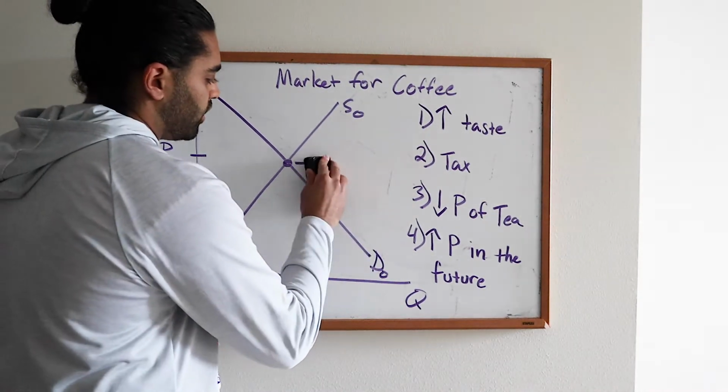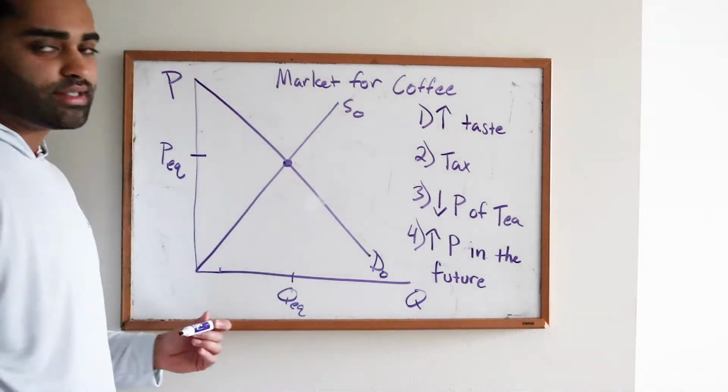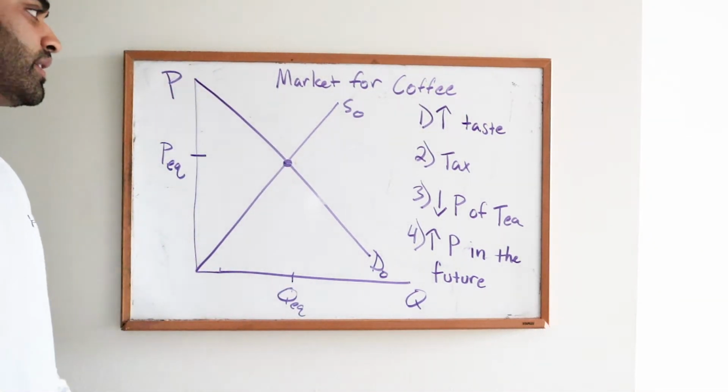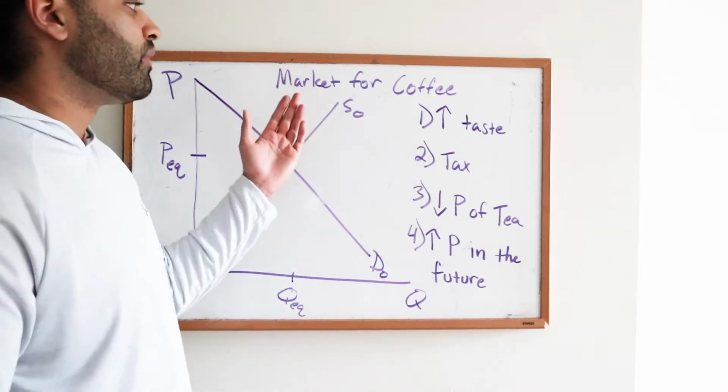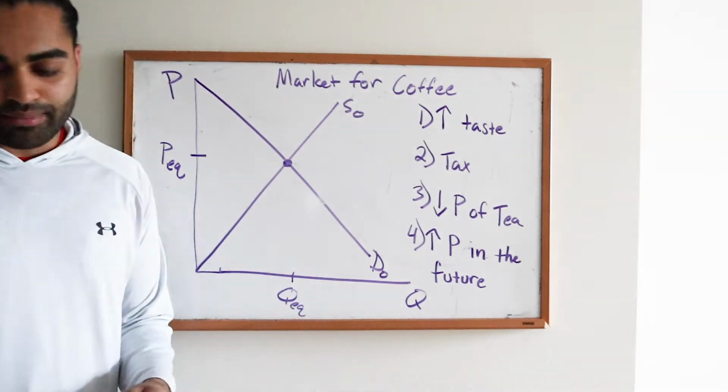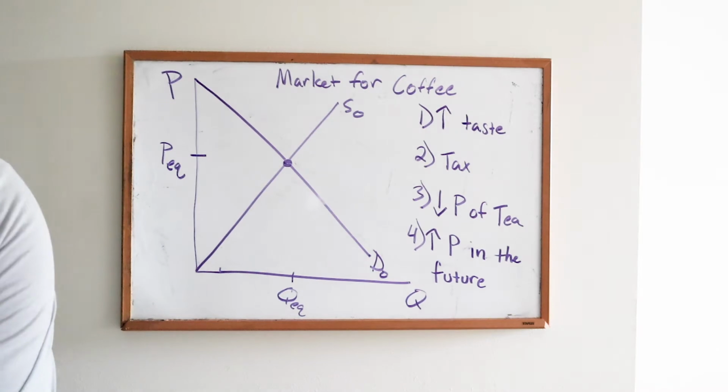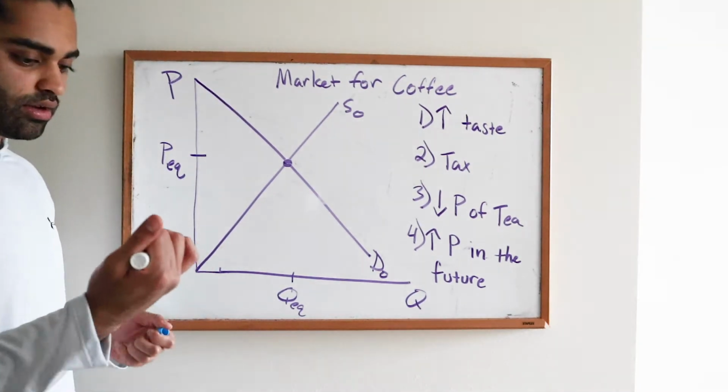So you can go ahead and do these on your own. I highly encourage you guys to do this on a piece of paper just so you get extra practice. So we're looking at the market for coffee, and these are our four problems. We're going to do them step by step for each one, and we'll see what happens specifically.